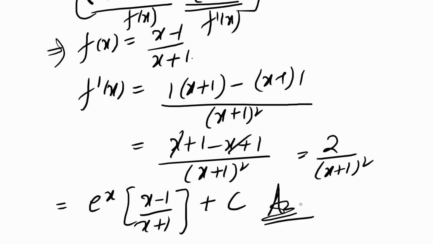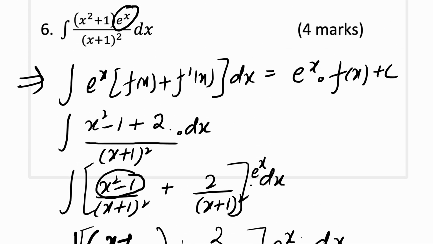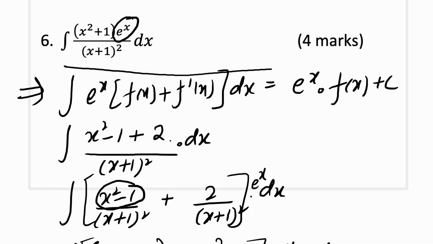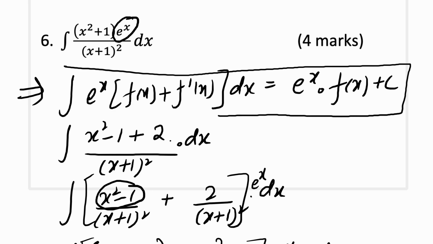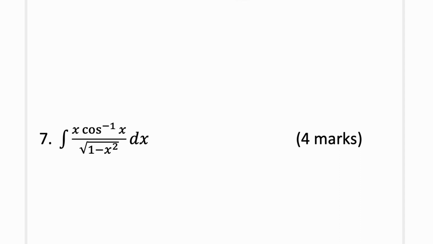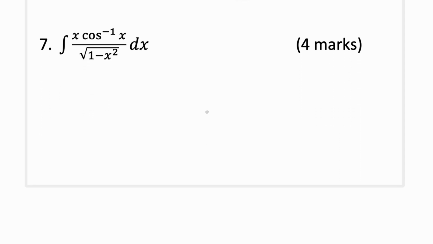Okay. This formula is very important. This formula often comes in the exam, in your very competitive exams. So whenever you see e to the power x multiplied by some function, you should try and convert it into this formula. Now let's move on to the next question. In this question, we can see that cos inverse x has a derivative minus 1 upon under root 1 minus x square. So this is somewhat like that. So we'll first use substitution.